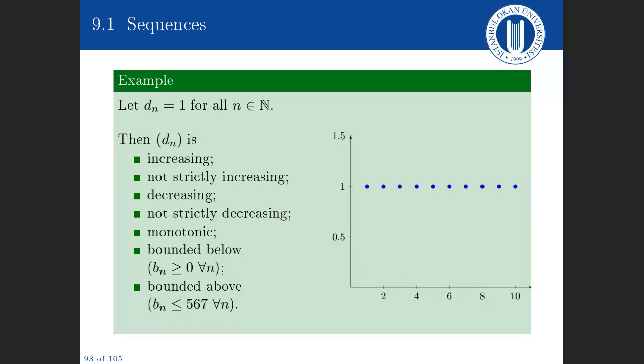For an upper bound and lower bound, you can choose any number that works. So for this sequence, it's true that dn is always less than or equal to 567.